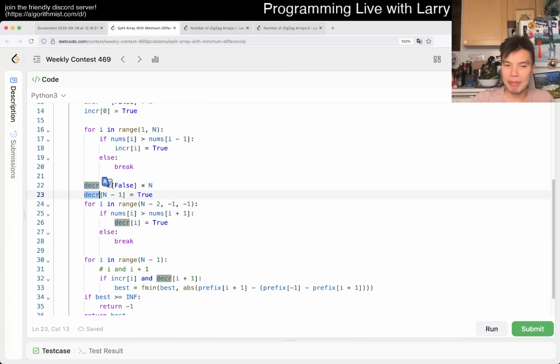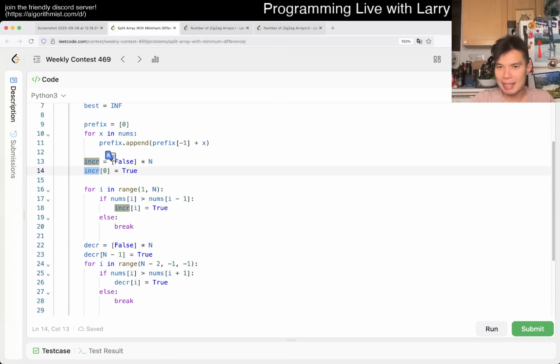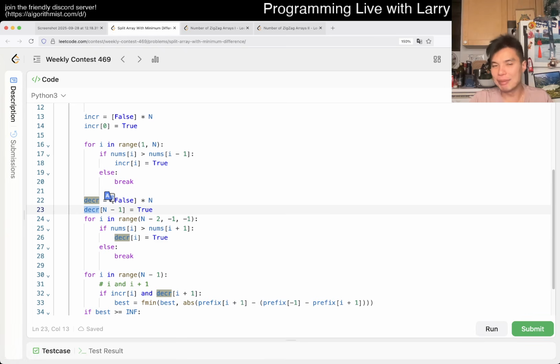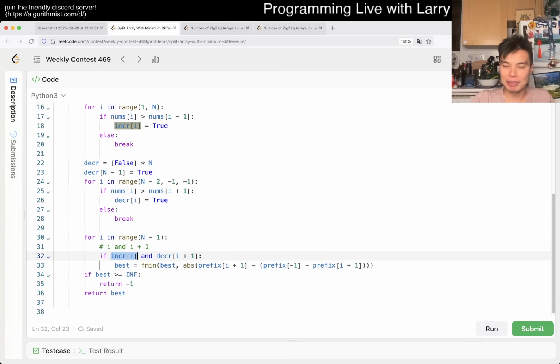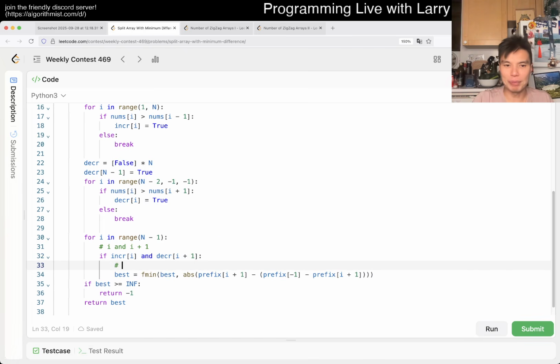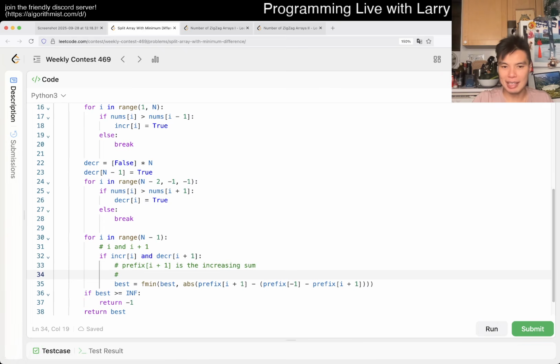So now increasing sub I means that from 0 to I it is increasing, and decreasing sub I means from I to n minus 1 inclusive it is decreasing. With that in mind, for I we have increasing up to I and decreasing from I plus 1. If that's the case, then you just have to do what they tell you about the differences, right? The left half is prefix I plus 1, the increasing sum, and then the total.